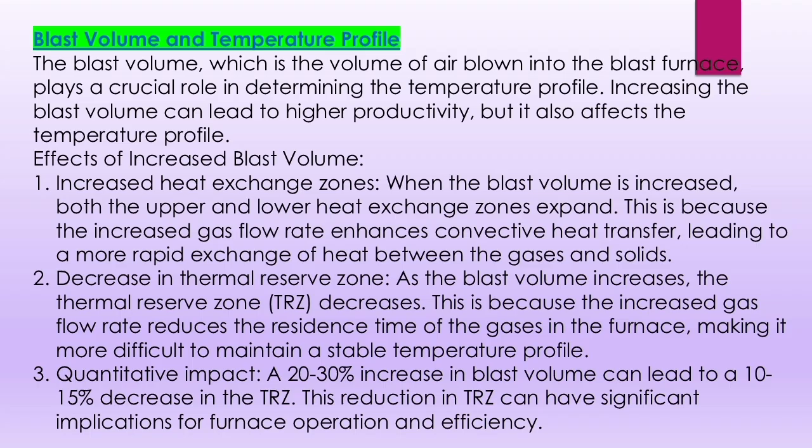As the blast volume increases, the thermal reserve zone, TRZ, decreases. This is because the increased gas flow rate reduces the residence time of the gases in the furnace, making it more difficult to maintain a stable temperature profile. 3. Quantitative impact. A 20 to 30% increase in blast volume can lead to a 10 to 15% decrease in the TRZ. This reduction in TRZ can have significant implications for furnace operation and efficiency.